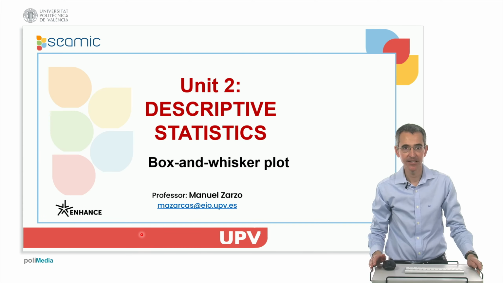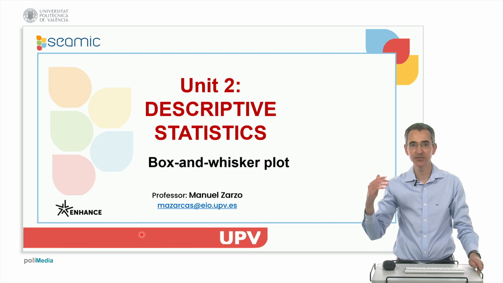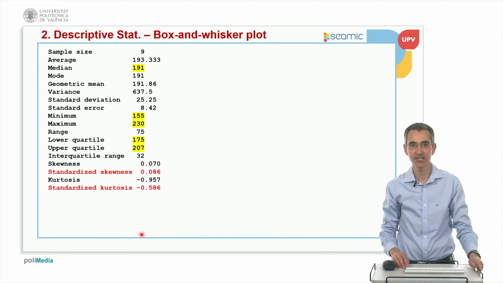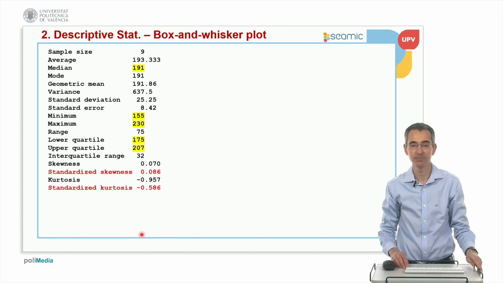Good morning. We're in this second unit about descriptive statistics, and this is another video where I will talk about box and whisker plots. This is a kind of plot which is very useful in statistics. So let's start with this set of examples. Imagine that I have just 9 values. Here I'm indicating the average, median, and different parameters.